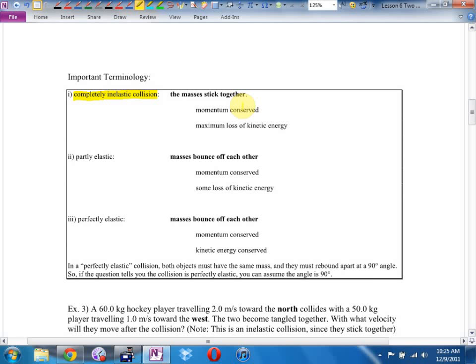Elastic collisions are when the masses bounce off of each other. Curling. Body checking in hockey. Playing pool and hitting a billiard ball with another billiard ball. Oh, inelastic. Tackling. Ideally, you're hanging on and sticking together, yes? So we have inelastic, then we have partly elastic and perfectly elastic.